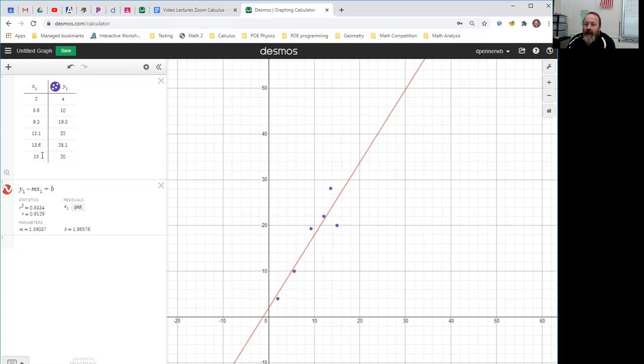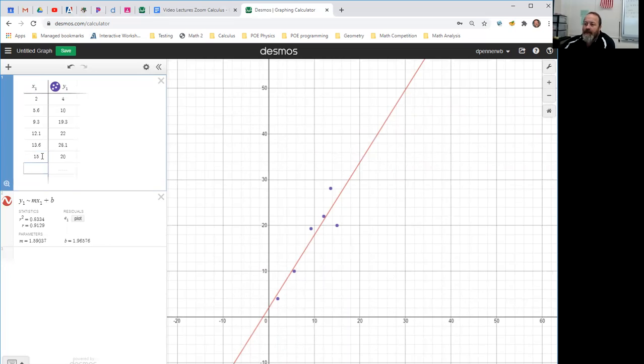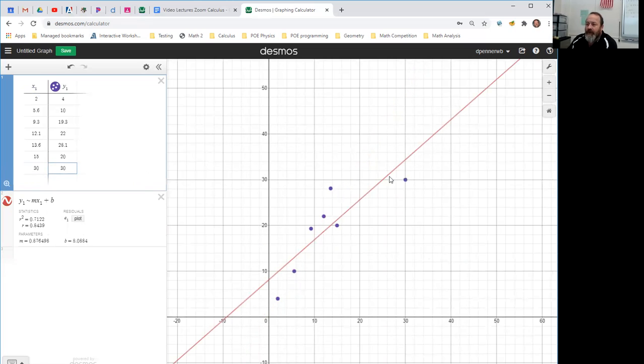And as I go, I can add as many points and it will automatically recalculate as I go. Now, obviously you could see that if I plugged in 30, my equation should give me a number something like 50, but imagine it was a terrible one and it gave me something like 30. You'll notice again, it pulled the line down a little bit, but it also made the correlation coefficient get worse because this is not quite as good of a line as what we saw before. So that's a way to do that.